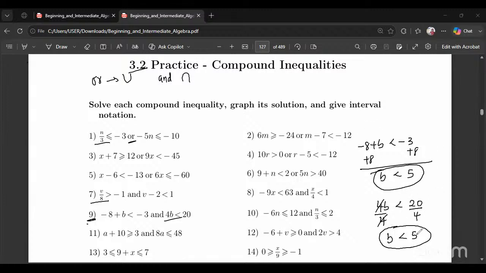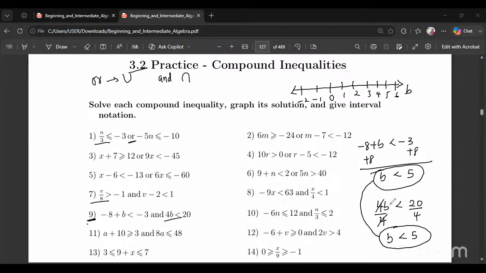So b less than 5 and b less than 5 is just something happening twice, right? So we can just go ahead and sketch the inequality. So we have this inequality depends on b, and somewhere around here can be 0, 1, 2, 3, 4, 5, 6, and so on. And to the left are the negative integers.